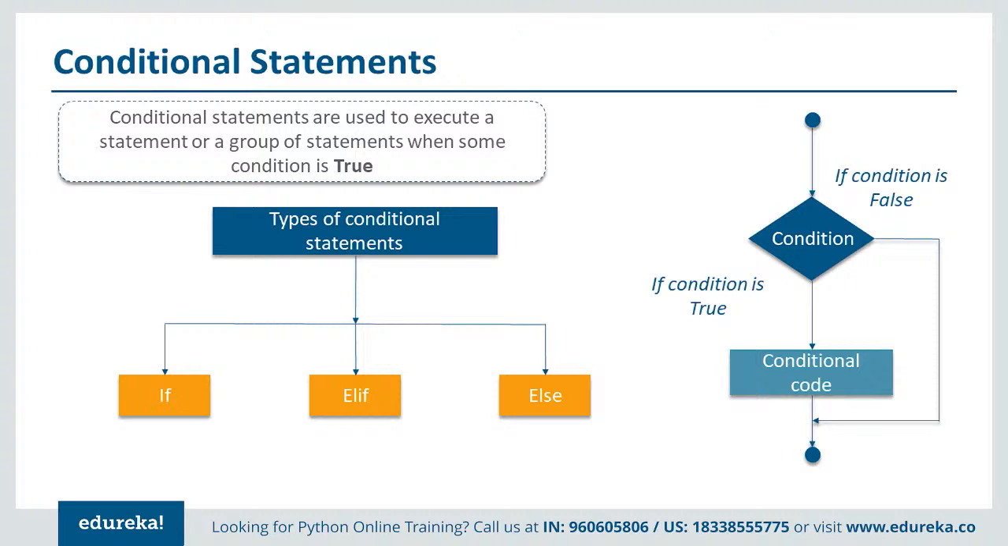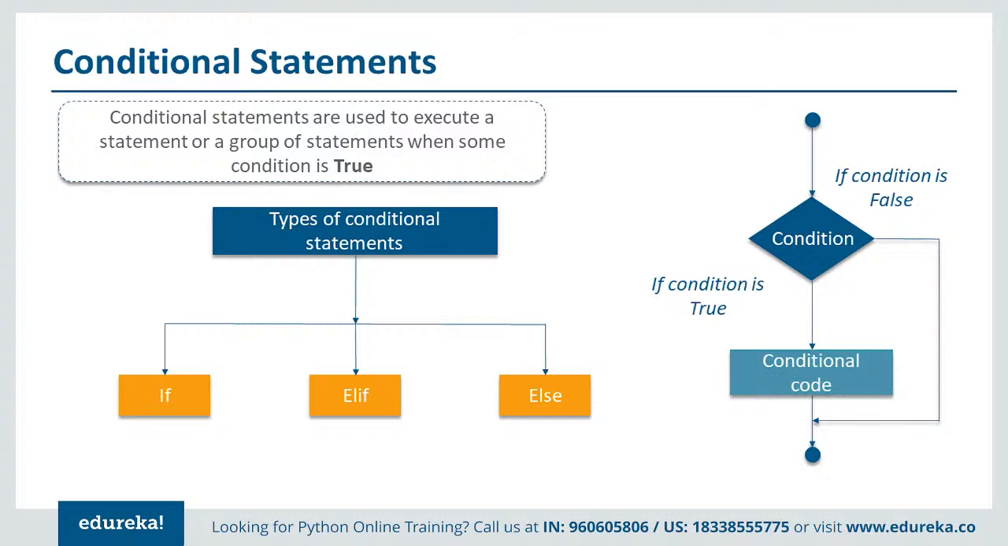On the right hand side you can see a flow diagram in which we have a condition. If the condition is true, then the conditional block of code gets executed. If the condition is false, then the whole block is simply skipped. So it's a true and false situation: if the situation is true, we proceed; if the result is false, we just come out of it. This is the reason why we need to use this particular component.